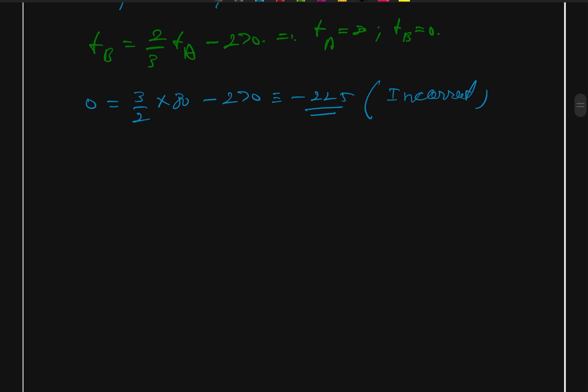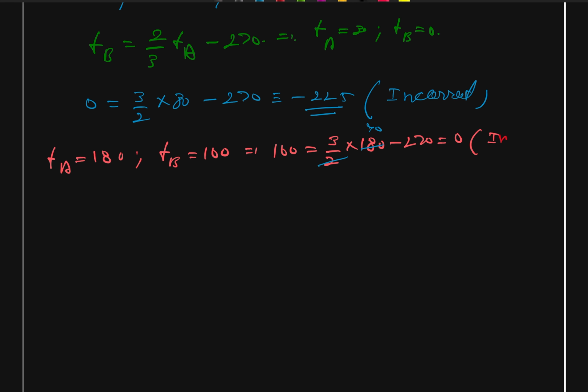And for the upper point, we have TA is equal to 180 and TB is our 100. Therefore we get 100 is equal to 3 by 2 times 180 minus 270. And on the right side, this will be coming as 270 and 270 will be 0. So this is also incorrect.